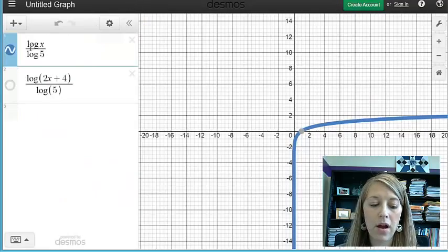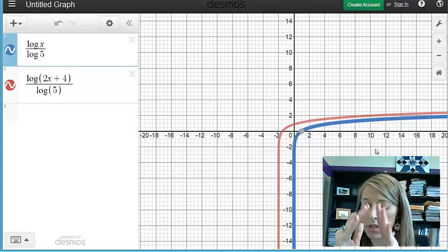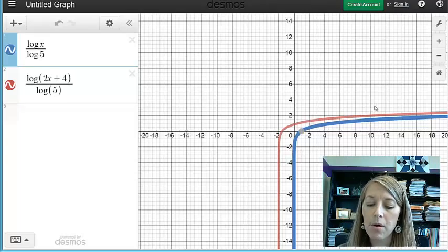On my graph here, I have my original parent function, which is log x over log 5. That's my change of base formula. Let's see what happens when I put in my transformed function. Again, I used my change of base formula, but let's see if it did what we thought it should do. And there we go. It did smush it horizontally, even though that's very hard to see, but we also can now see that it shifts 2 units to the left rather than the 4 that maybe you originally thought.